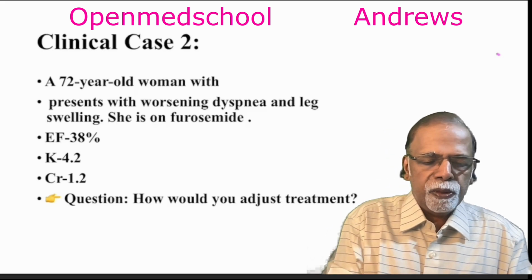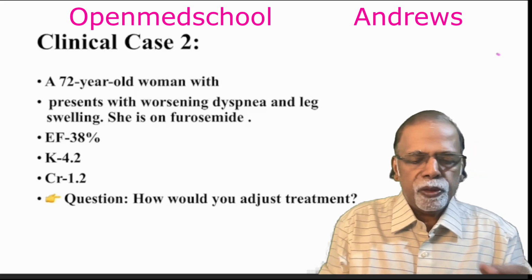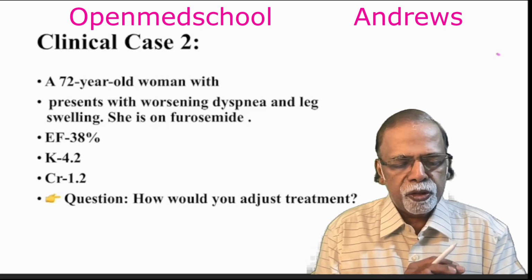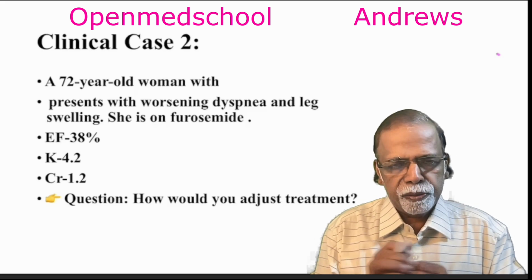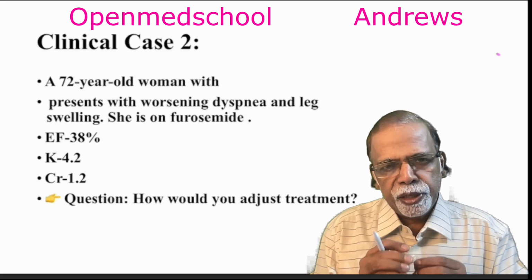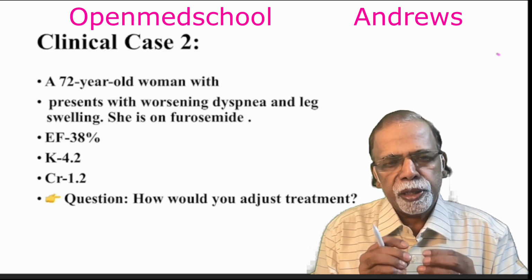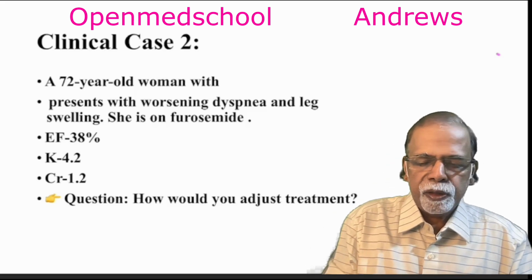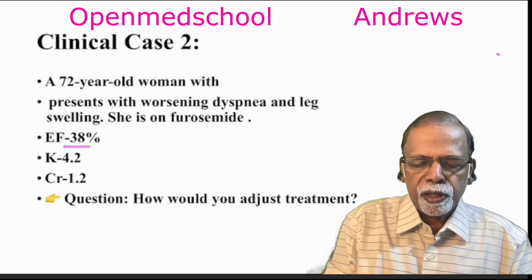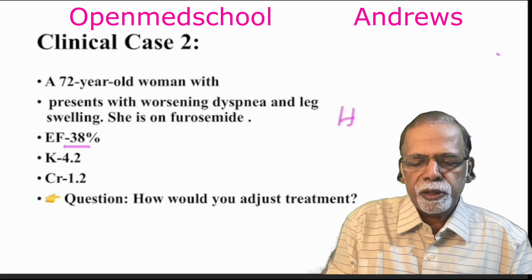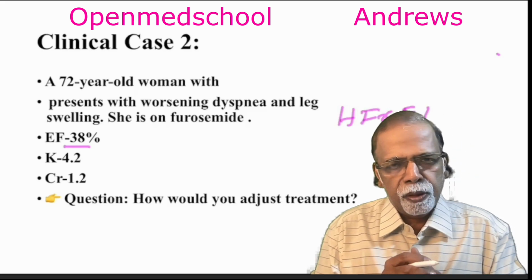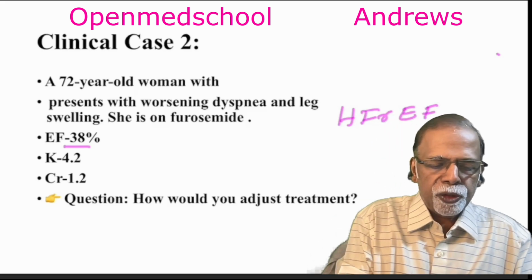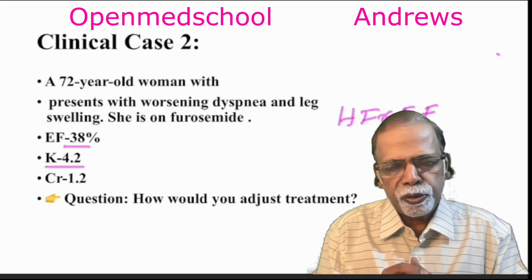So this case is a 72-year-old woman with worsening dyspnea and leg swelling who is on furosemide. As told earlier, a patient with evidence of fluid overload is usually treated with diuretics first. Her ejection fraction is 38%, so you can say that this patient has heart failure with reduced ejection fraction. That is, less than 40% is called reduced ejection fraction. Her potassium is 4.2 and serum creatinine is 1.2.